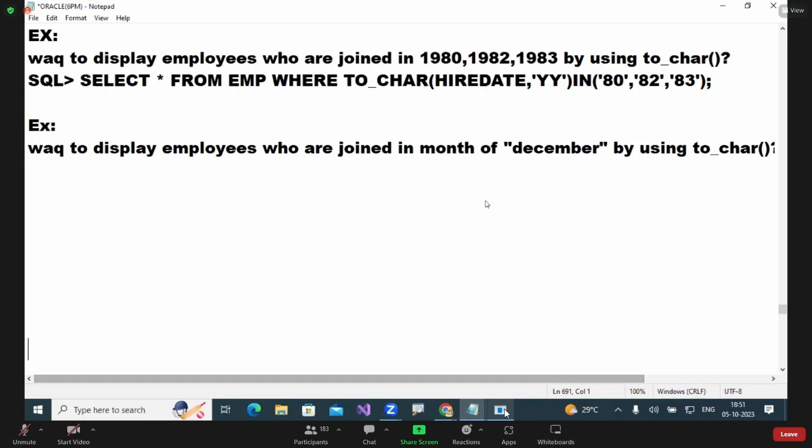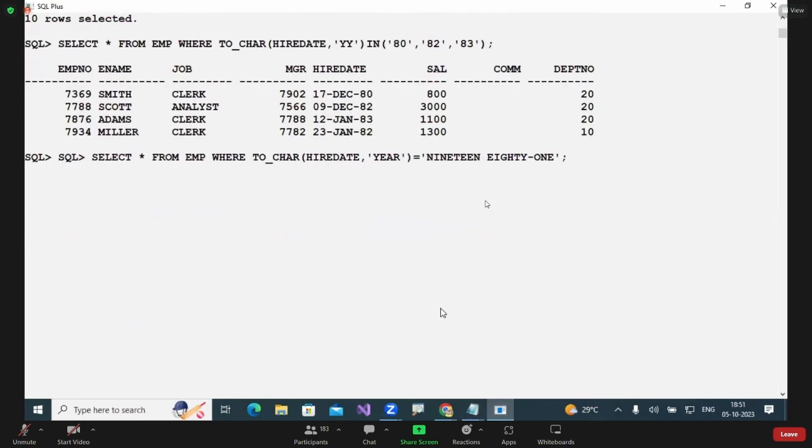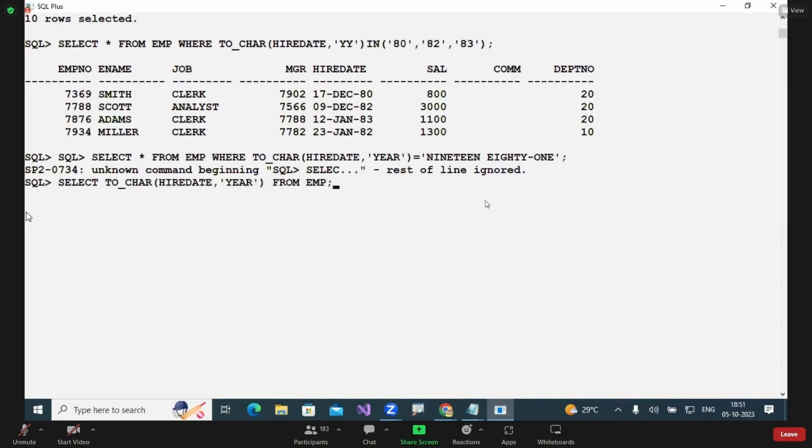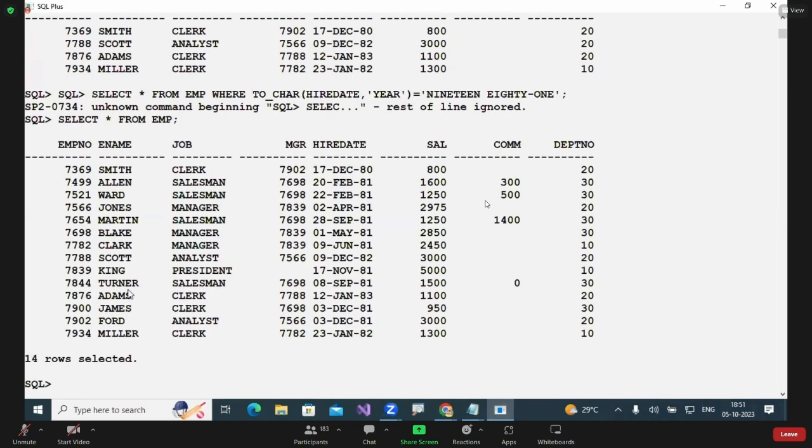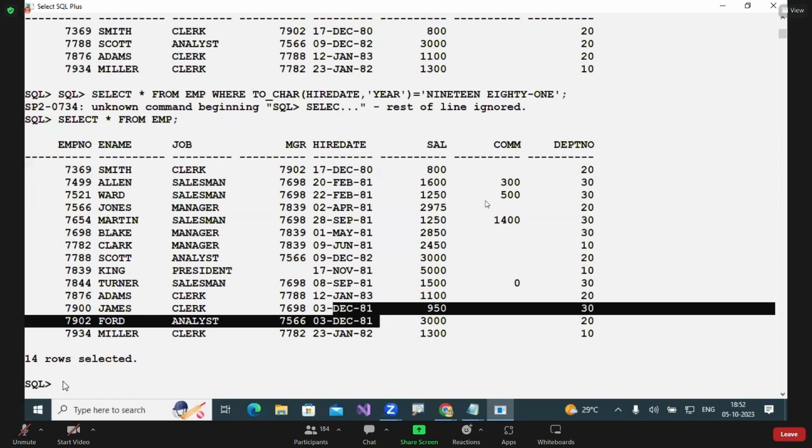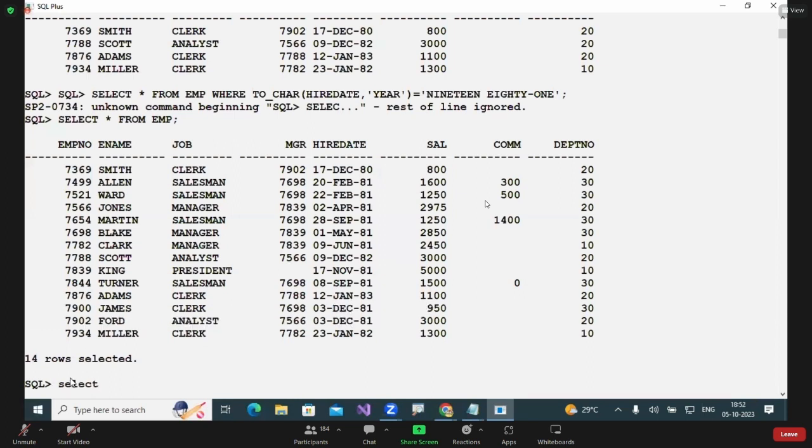So let me come out and see in my table. December month, who was there here? Check: 1, 2, 3, 4. One person 1980 December, and 1982 December, and 1981 December. But here my requirement is December only, and I'm not mentioning which year.